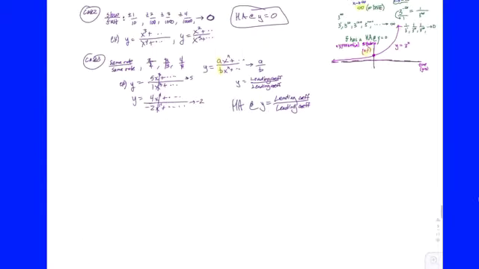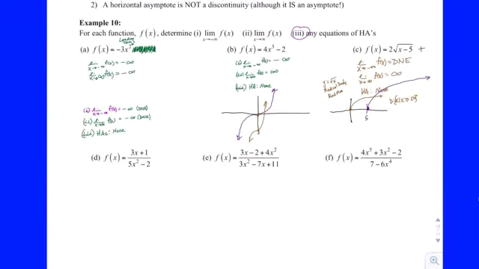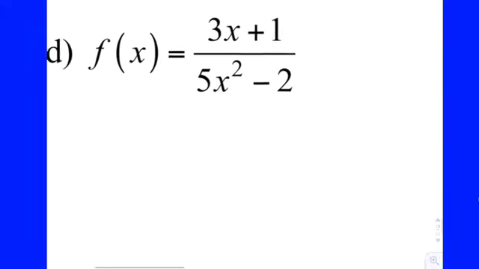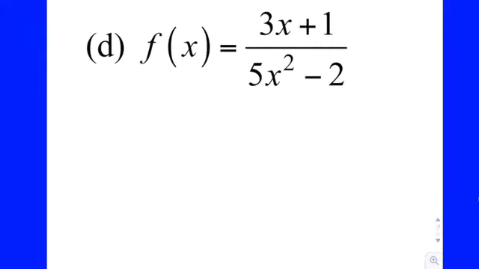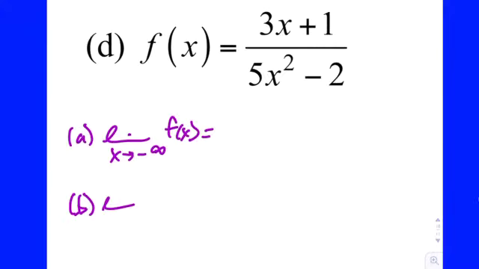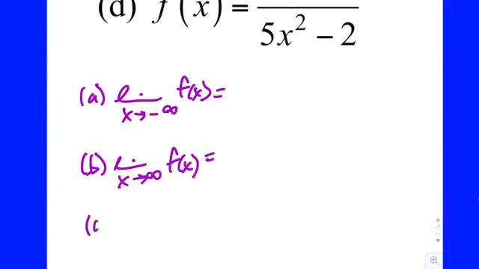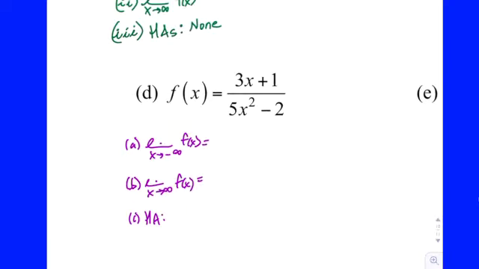Now we get to try them out on D, E, and F. So let's review what the instructions are asking us to do. They are asking us to evaluate A, the limit as x goes to negative infinity of f. B, the limit as x goes to positive infinity of f. And then part C, it was asking us to make some kind of claim about horizontal asymptotes. So I'll do this one with you.